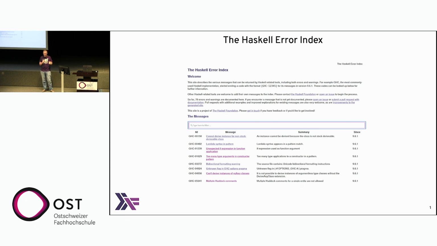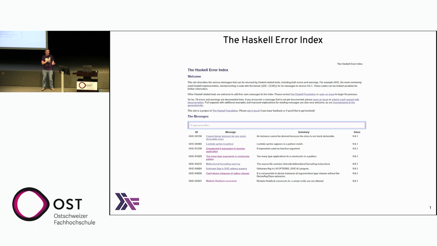But the project in question is the Haskell Error Index, which is a website which documents the error messages and warnings issued by whatever Haskell build tool wants to participate. So far we have GHC and GHCup and Stack. And I think cabal-install is likely to get it soon. They're interested, but just haven't gotten to it yet.